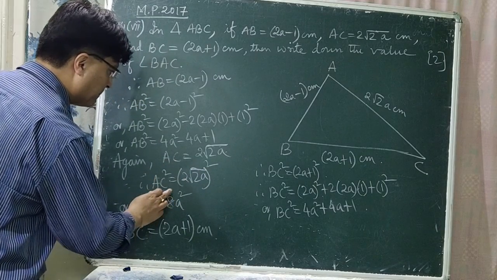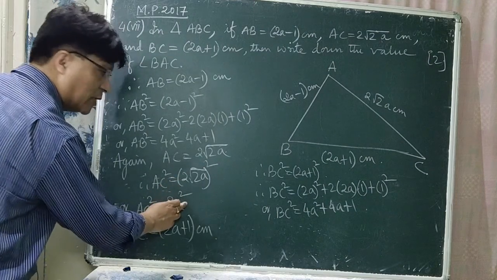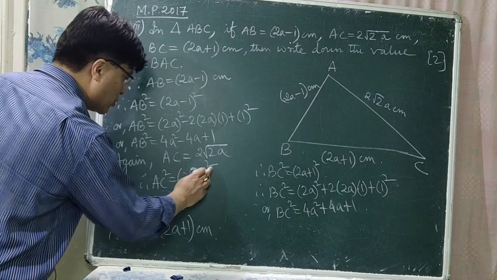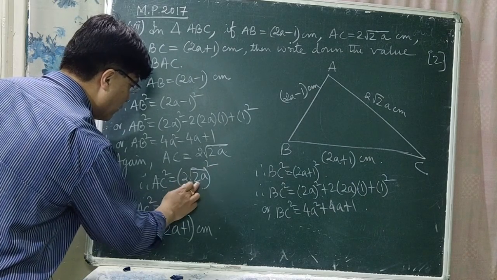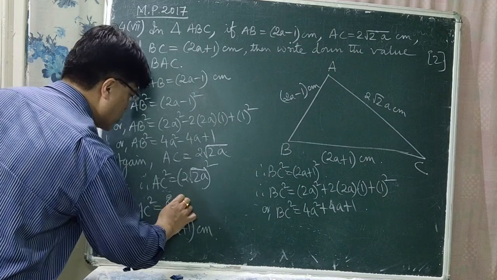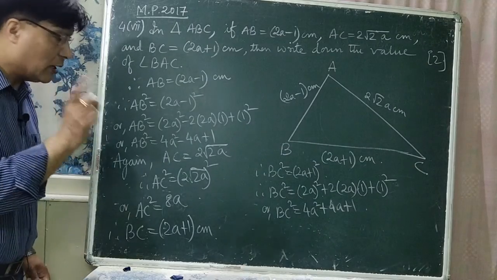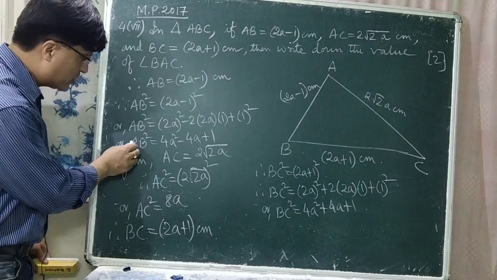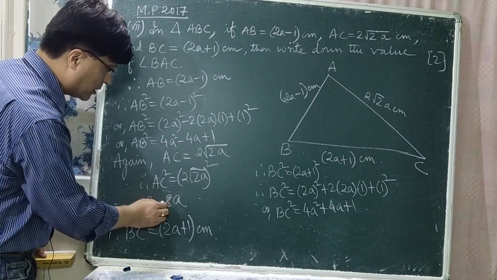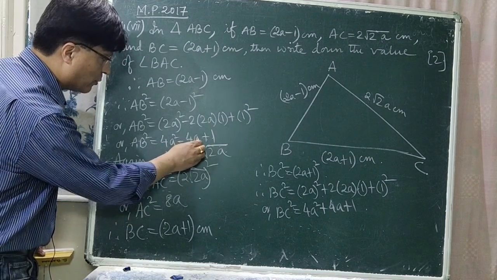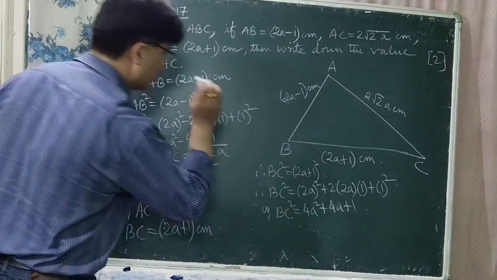That means 2 into root over 2a whole square means only 2a. Square root of 2a whole square means only 2a. Right? So it will be 2 to the 4, 4 to the 8, and root over a whole square is also a. That is AC square is equal to 8a. Okay? So now if you add these two, AB square plus AC square, 4a square minus 4a plus 1 plus 8a minus 4a will give you 4a. So it will be 4a square plus 4a plus 1, which is equal to BC square.